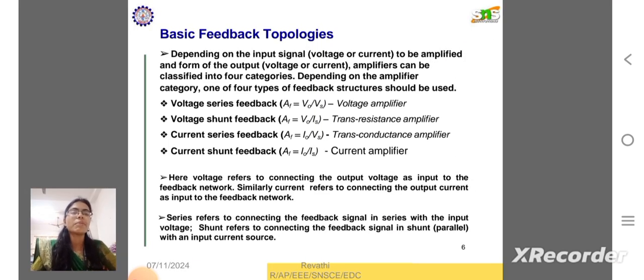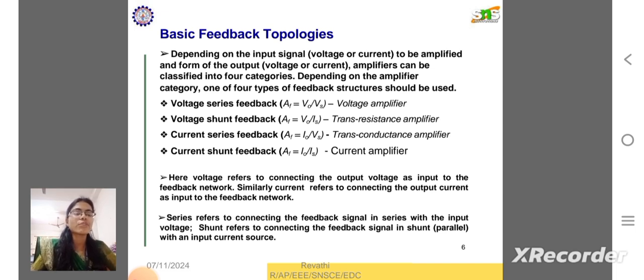The basic feedback topologies depend on the input signal, voltage or current, to be amplified and the form of the output, voltage or current. Amplifiers can be classified into four categories. Depending on the amplifier category, one of four types of feedback structures should be used: voltage series feedback, voltage shunt feedback, current series feedback, and current shunt feedback. Voltage series feedback acts as a voltage amplifier, voltage shunt feedback as a trans resistance amplifier, current series feedback as a trans conductance amplifier, and current shunt feedback as a current amplifier.